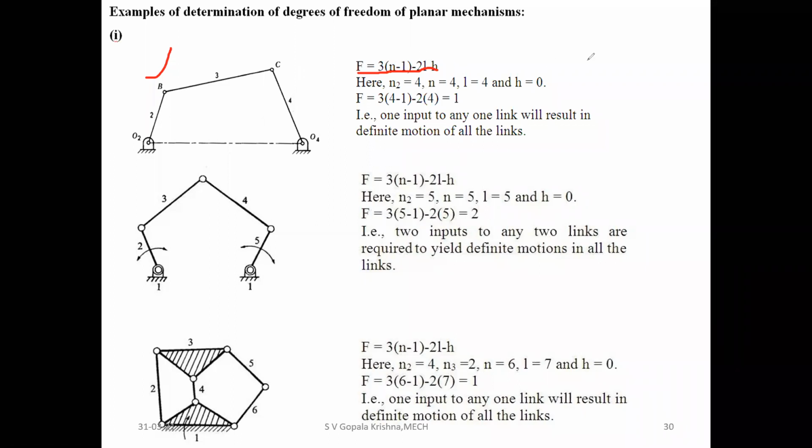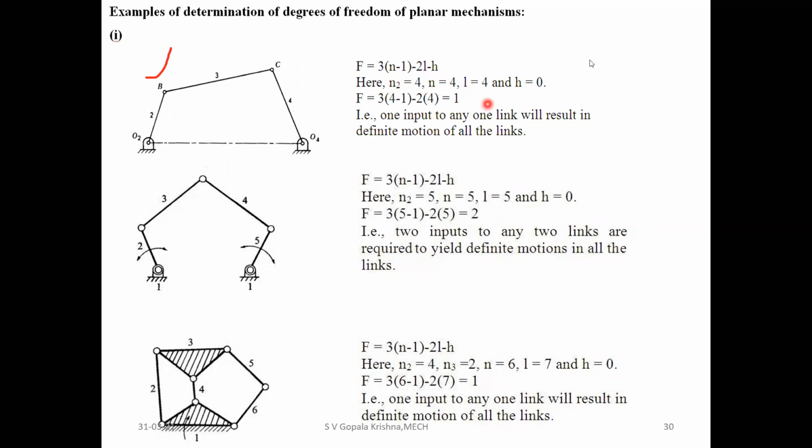The equation is modified here. Don't be confused, and refer to the earlier one. Now all of you observe that. Here the number of links is represented with N. N equals how much? 4 is there. And L is the number of joints.